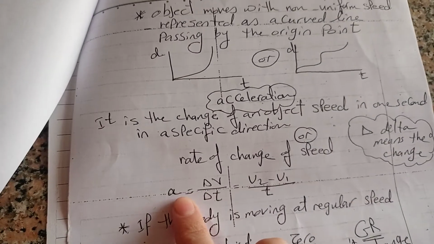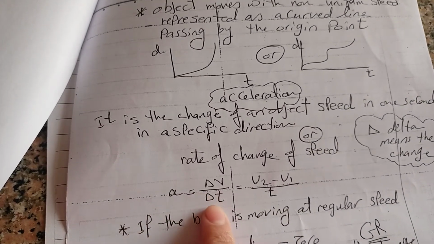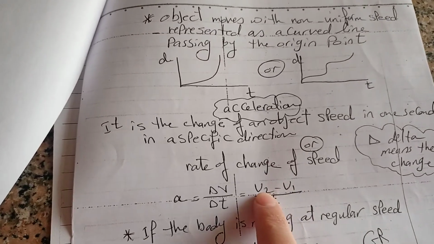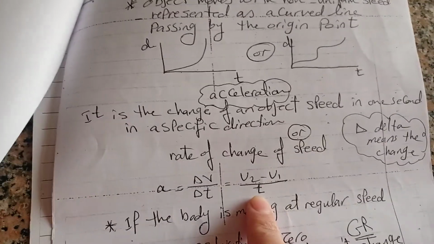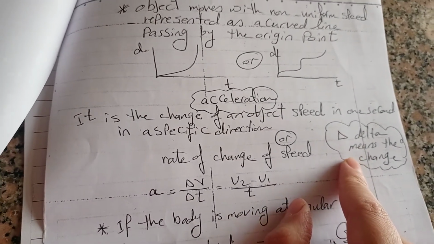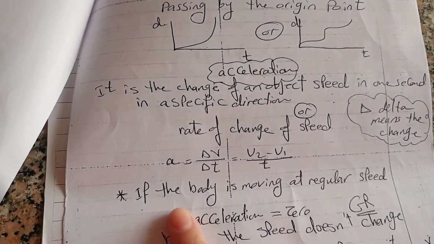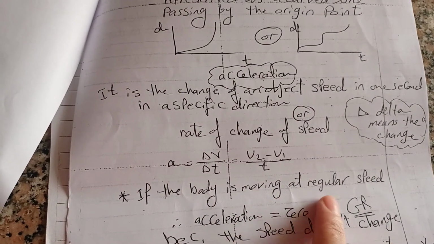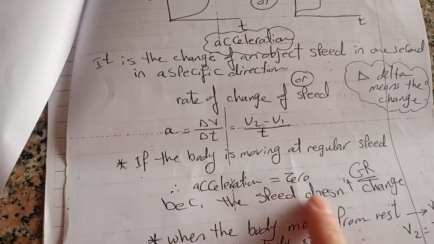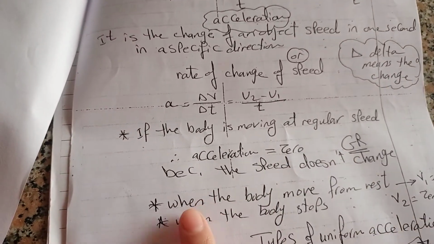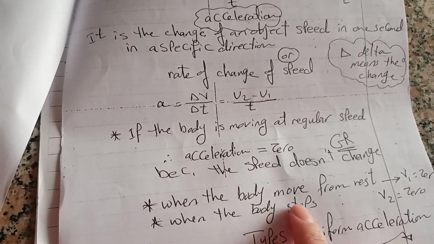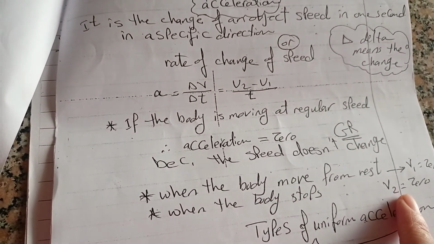So acceleration, a, equals delta v over delta t, equals v2 minus v1, or final speed minus initial speed, divided by the time. Delta means the change of the physical quantity. If the body is moving at regular speed, its acceleration equals 0. Why? Because the speed doesn't change. When the body moves from rest, this means that v1 equals 0. When the body stops, this means that v2 equals 0.